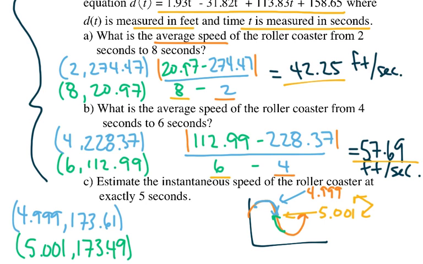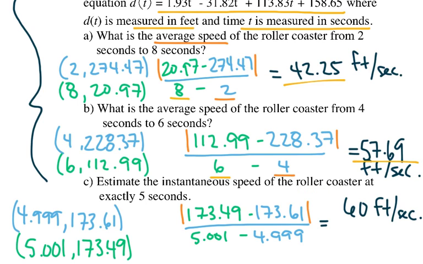If we go through the same process here, you'll get the point 4.999, 173.61, and 5.001, 173.49, and we'll do the same slope equation, and that gives us 60 feet per second. As we brought those points closer and closer together, which I want you to try in the Desmos activity, we're getting a better and better estimate. And remember, this is still an estimate of the instantaneous speed. We'll need calculus to find the exact instantaneous speed, but this is a really good estimate, and that's about 60 feet per second.